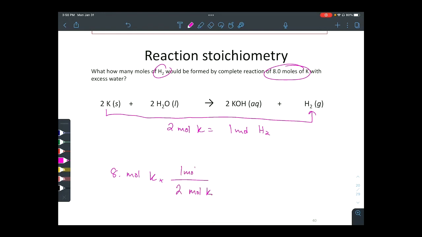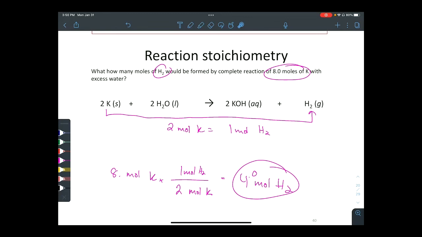1 mole of H2 will go on the top. So then how many moles of hydrogen are produced here? 4 moles. So the big skill, 4.0 moles of H2. The big skill here is being able to look at these coefficients and come up with an equality to then use as conversion factors, right?